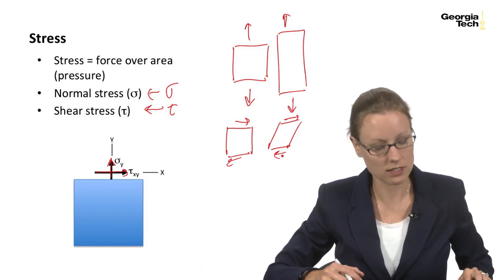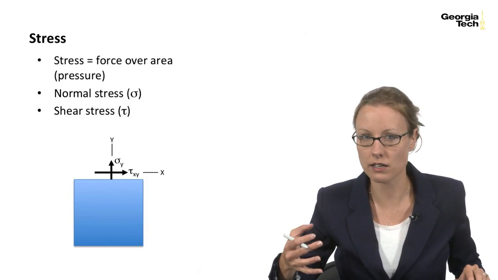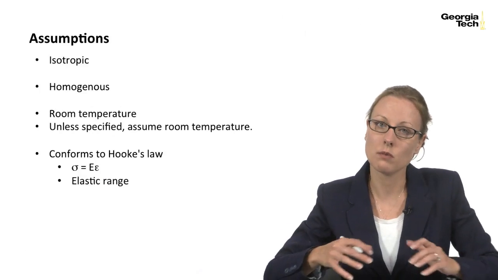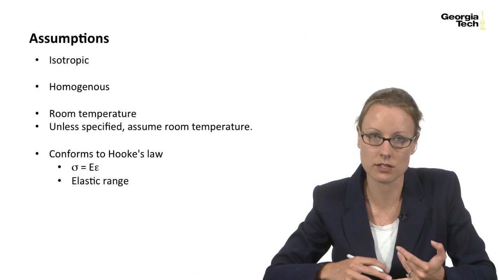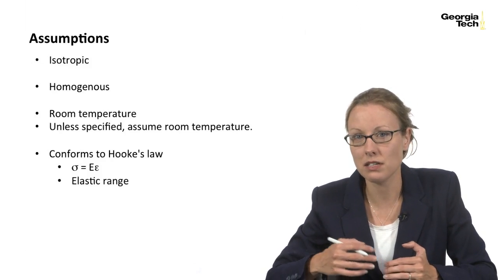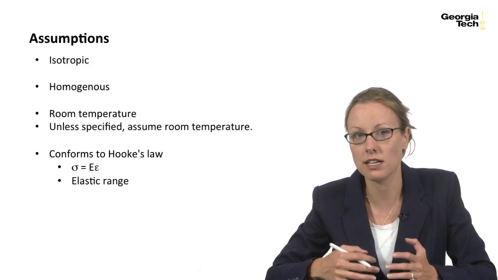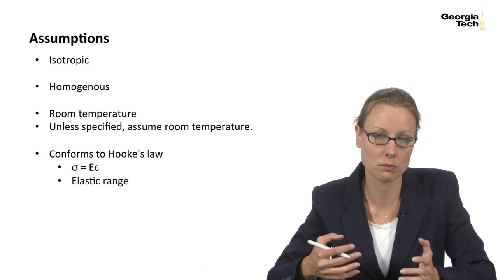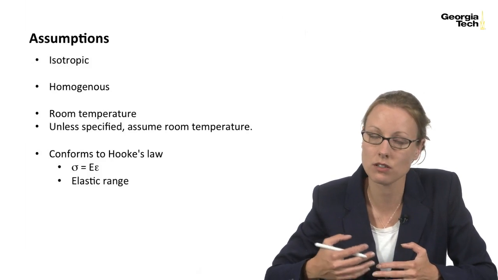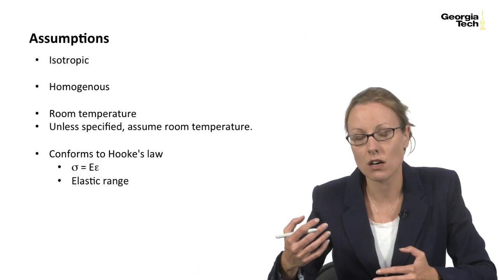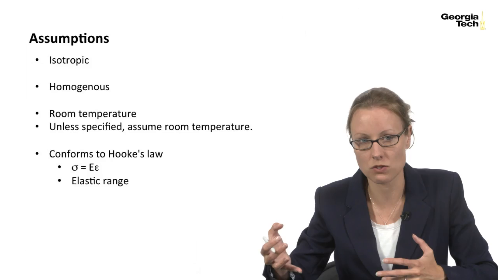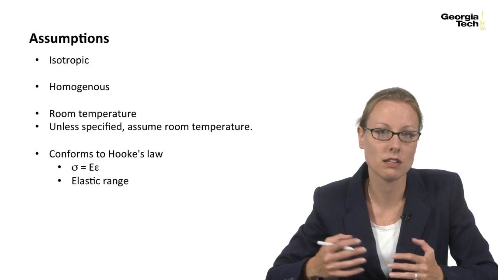If we go through these types of stresses, today what we're going to talk about are axial stresses, which are normal stress, and torsional stresses, which are shear stress. Again, we're going to stick to the assumptions that we're dealing with isotropic materials that are homogeneous in nature. Unless specified in a problem that you're working through on a worksheet or in an exam, you can assume that the object or component is at room temperature. We're always going to be dealing with materials that conform to Hooke's law, where sigma is equal to E times epsilon, or Young's modulus times the strain. And we're primarily going to be within the elastic range.